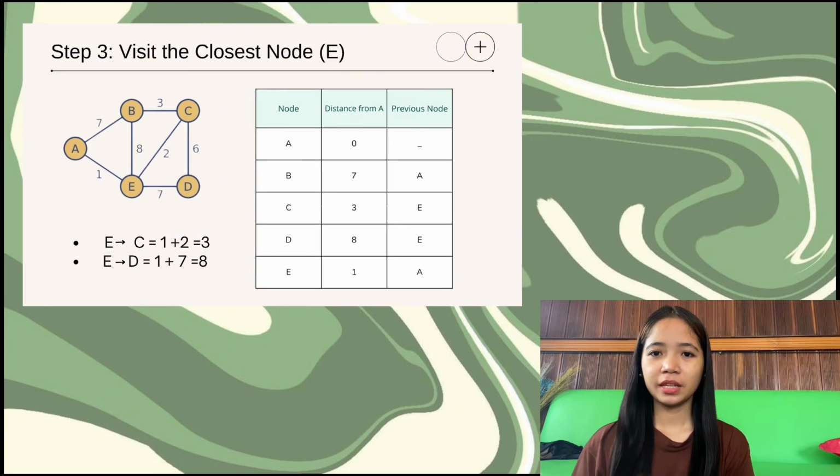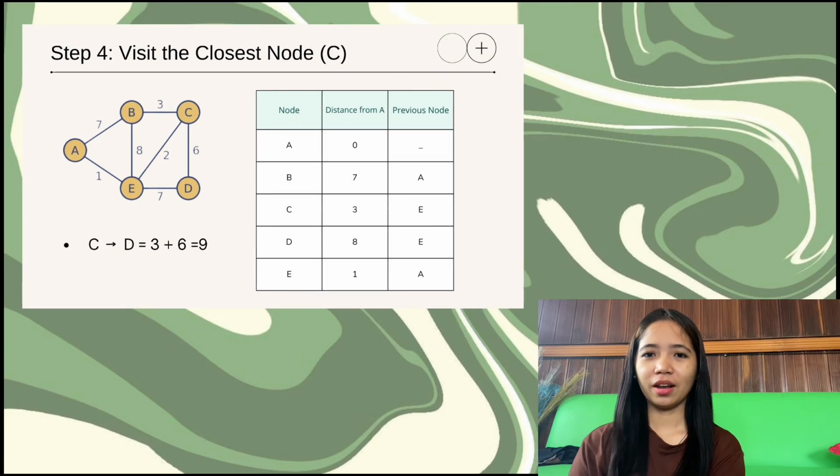Step 3. Visit the closest node, E. The closest node to A is E. Distance is equal to 1. From E, we update the distances to its neighbors. E to C is equal to 1 plus 2, which is equal to 3. E to D is equal to 1 plus 7, which is equal to 8. Now, the table looks like this.